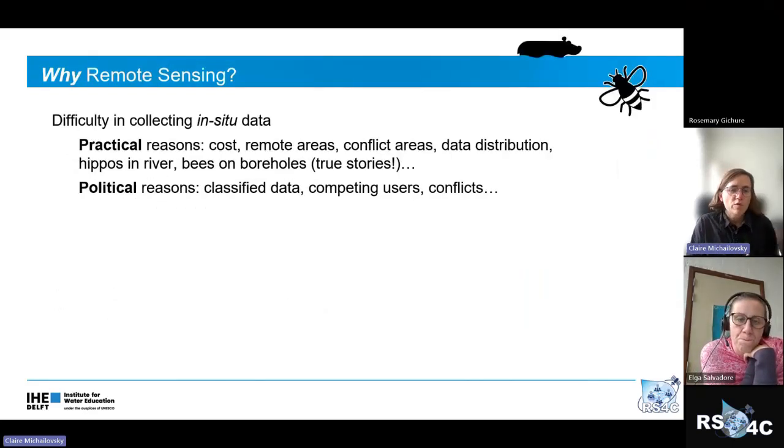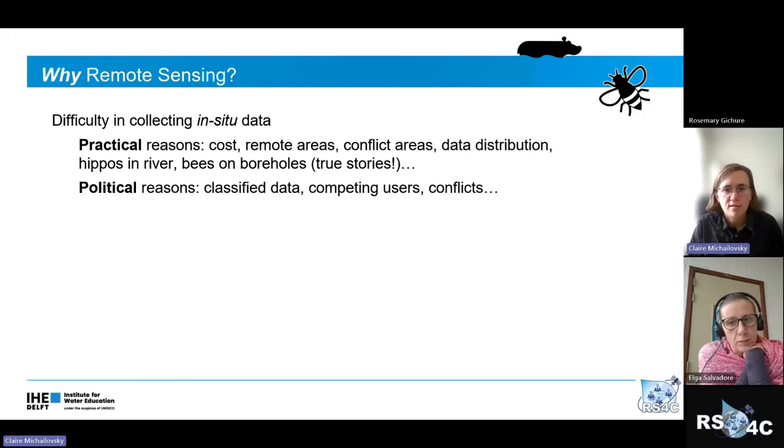So why do we use remote sensing? As you know, it can be difficult to collect in situ data. There can be some practical reasons. It's costly to install some networks or to go to the field. It can be very difficult to access some areas. It could be because they're remote. Perhaps it's a conflict area, so it's dangerous to go to.